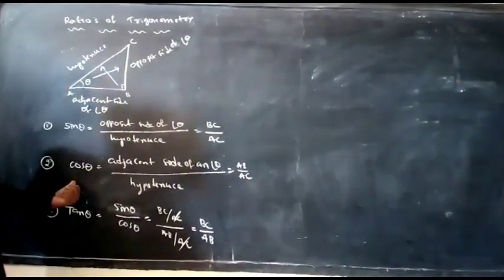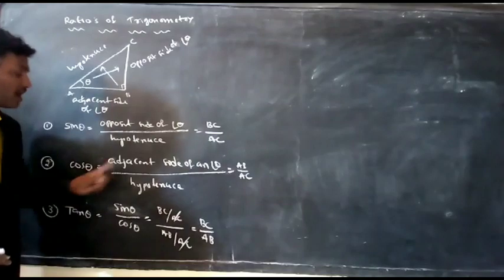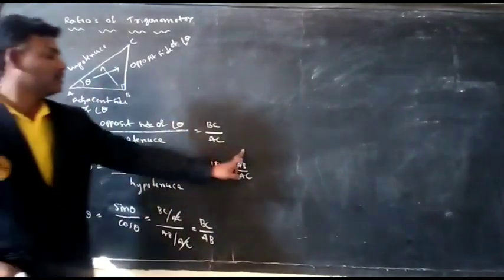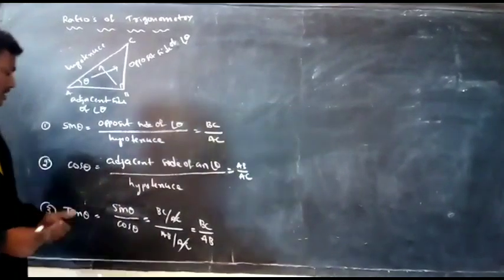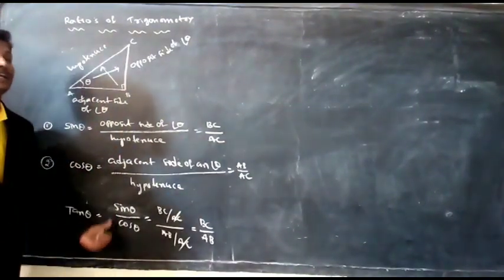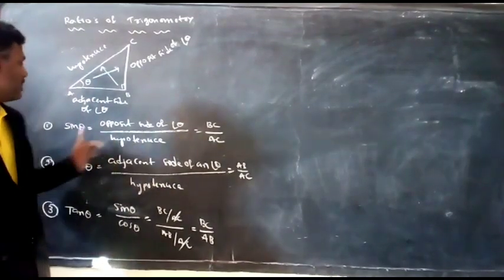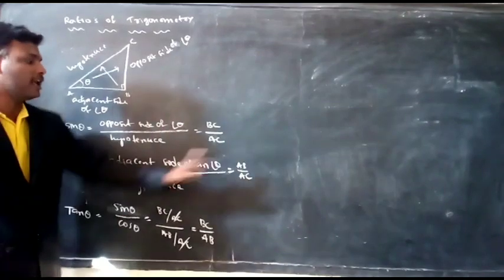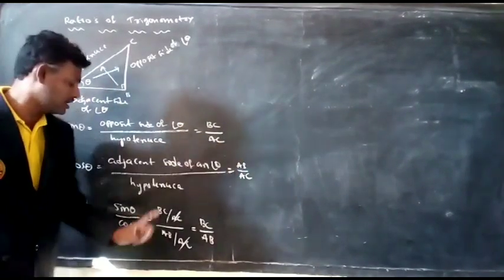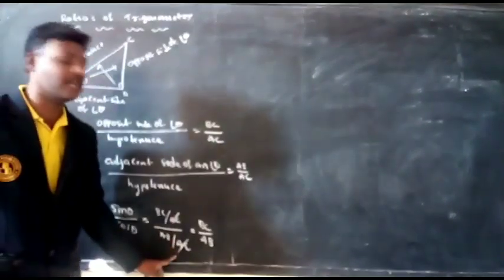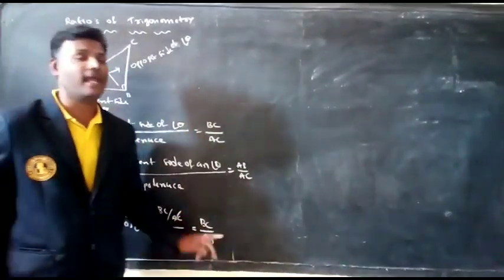Second, cos theta. What is the formula to find cos theta? Adjacent side of the angle theta by hypotenuse. That is nothing but AB by AC. And tan theta. What is the formula of tan theta? Sin theta by cos theta. Here, the ratio of sin theta is BC by AC and the ratio of cos theta is AB by AC. So BC by AC and AB by AC, AC gets cancelled. Nothing but BC by AB.